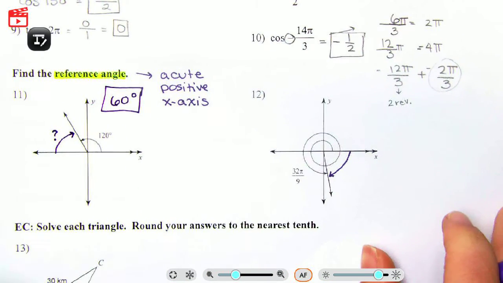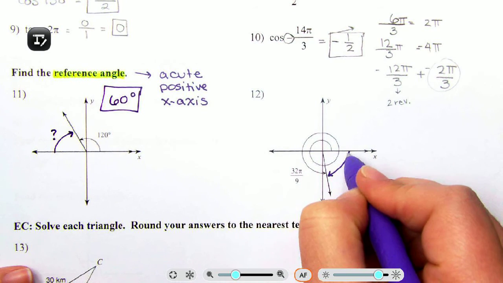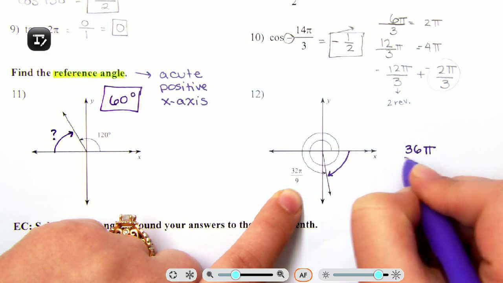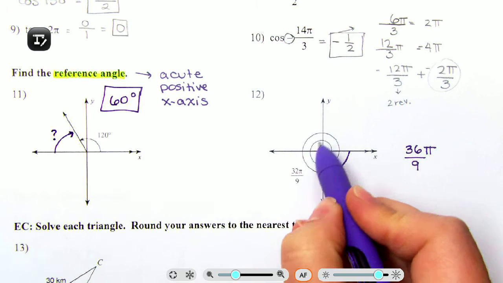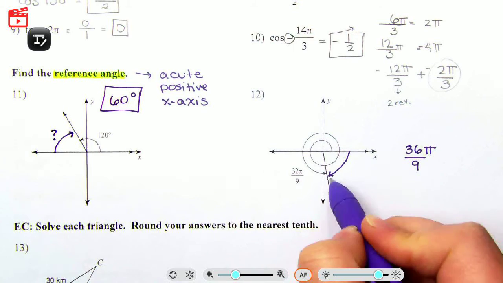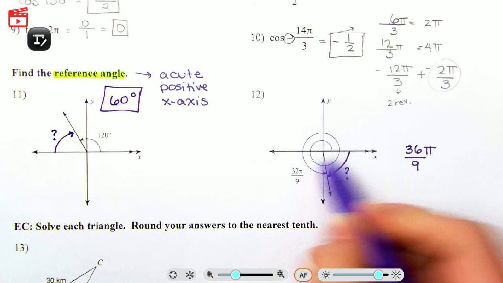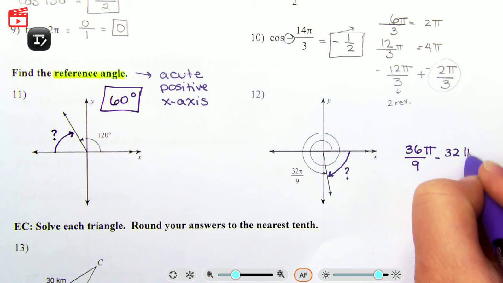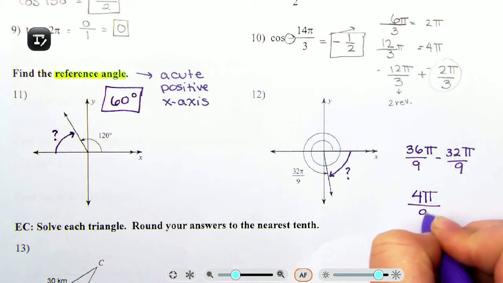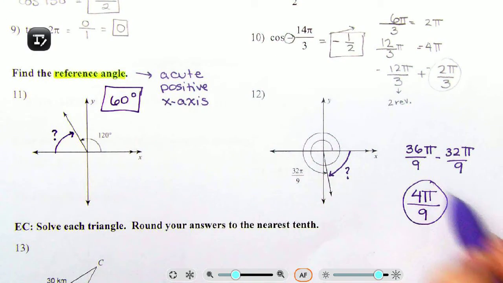And then number 12 is again saying, if I go 1 full rotation, so if I complete this, where would I be? Well, I'd be at 36 pi over 9. So that means I went 1 full rotation, another full rotation, I'd be at 36 pi. But I'm not. There is a little bit missing. So how much more do I need to travel to complete this full rotation? So I'm going to subtract 32 pi ninths from it. So that means I am 4 pi ninths short of completing that rotation. That means that this reference angle is 4 pi ninths.